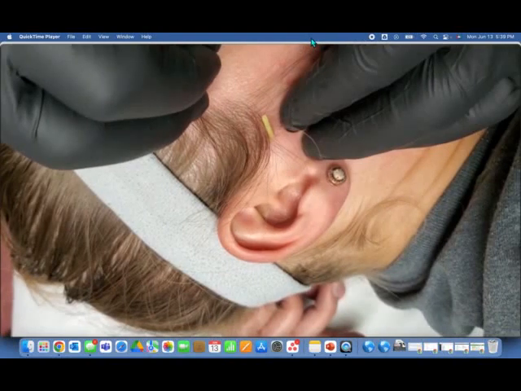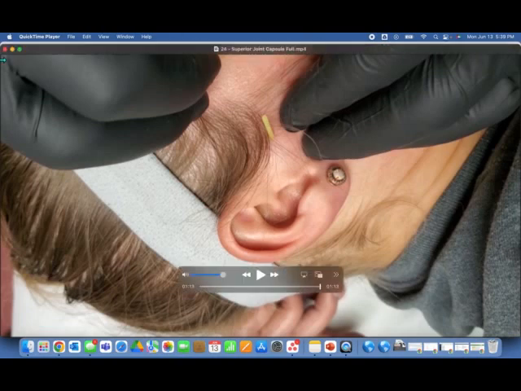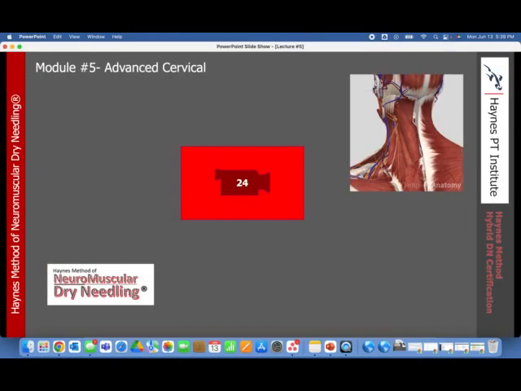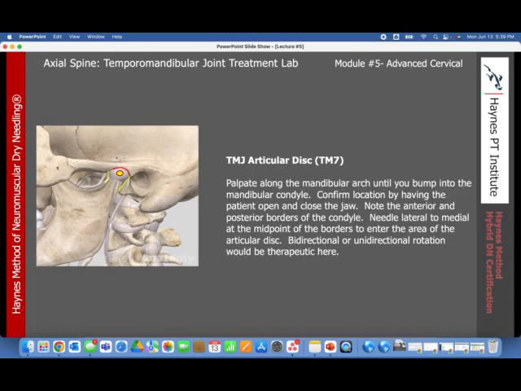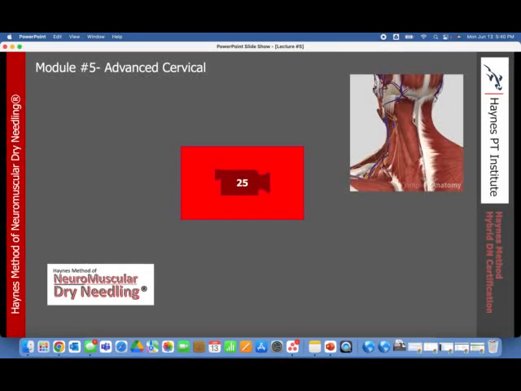So again, palpation gets very important when we're dealing with the temporomandibular joint itself to locate that anterior, posterior, and then component, and then to find the articular disc itself. The best way to do that is just have your patient open and close their mouth and feel the differentiation there at the jaw itself. Okay, so now let's look at the articular disc, and after the articular disc, we'll move straight to the posterior piece.